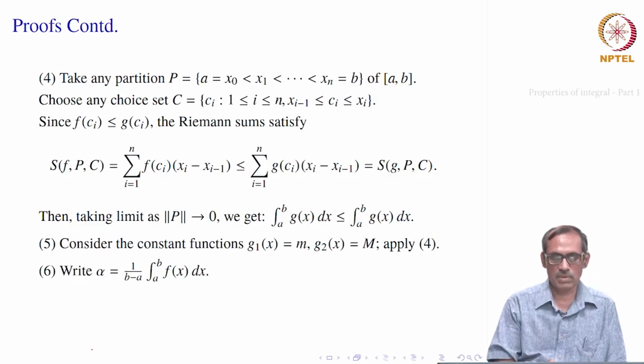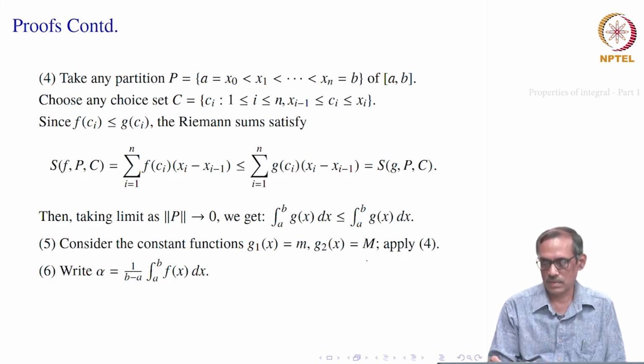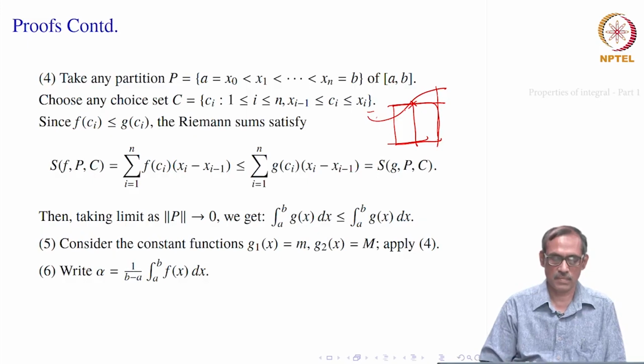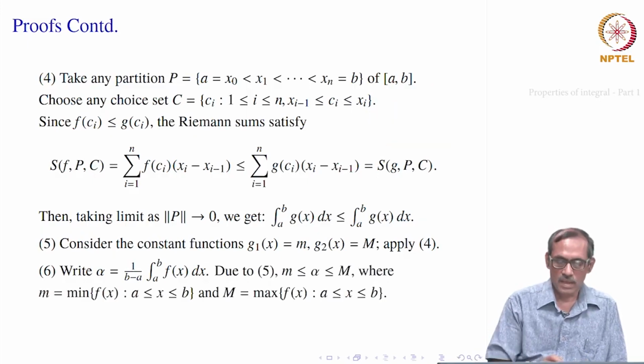Let us come to the sixth one. The sixth one is the mean value theorem for integrals, which says that you will have some point c where the rectangle at c will be equal to the area under the function, right. The area from a to b should be equal to the rectangle for some c. Okay. So, that is what we do.